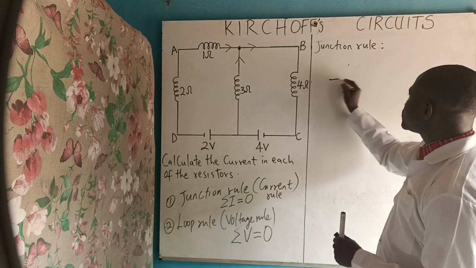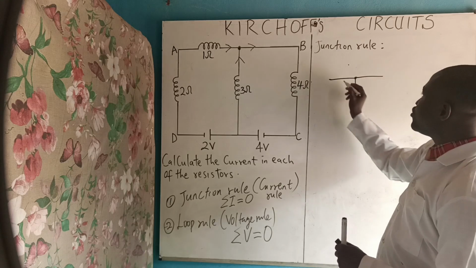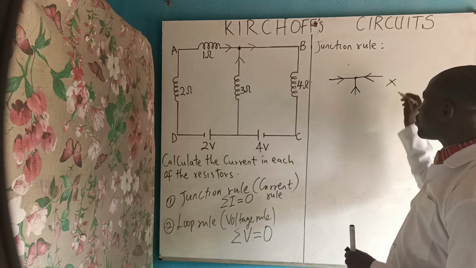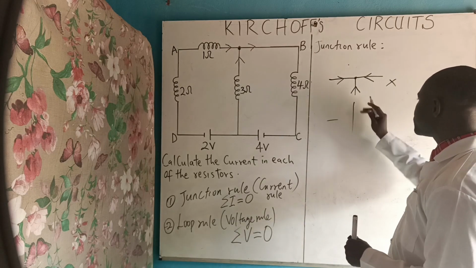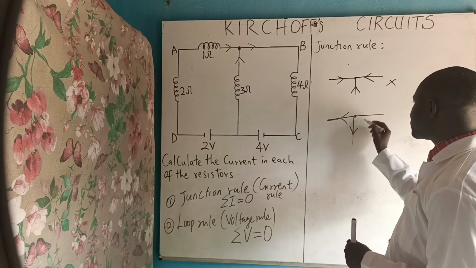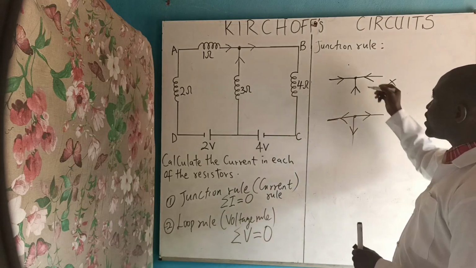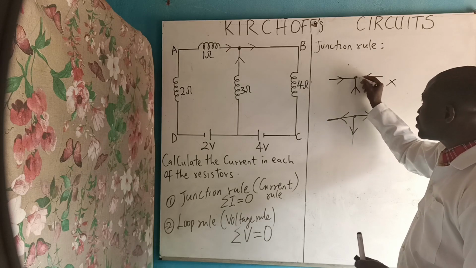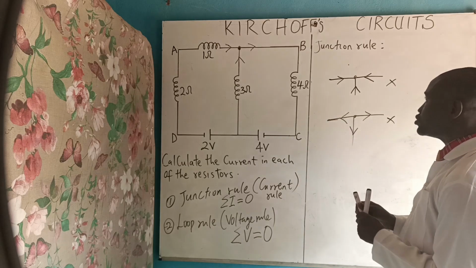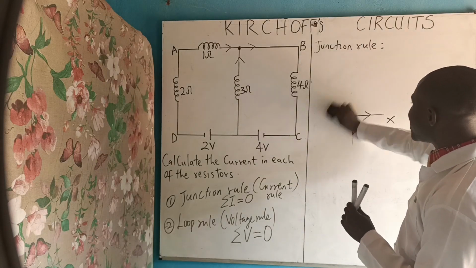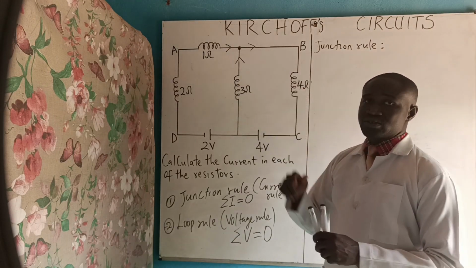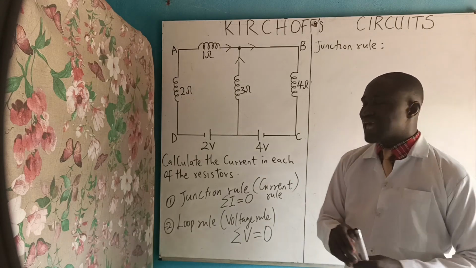If you have it this way and you pick this direction, and you end up picking this direction, it is wrong. Or you pick it this way, it is wrong, because here all the currents are flowing into the junction, and here all the currents are flowing away from the junction. So they are wrong directions to choose. If you have been able to choose a direction such that some currents are flowing into the junction and some are flowing out of the junction, the implication is that it is a good direction.